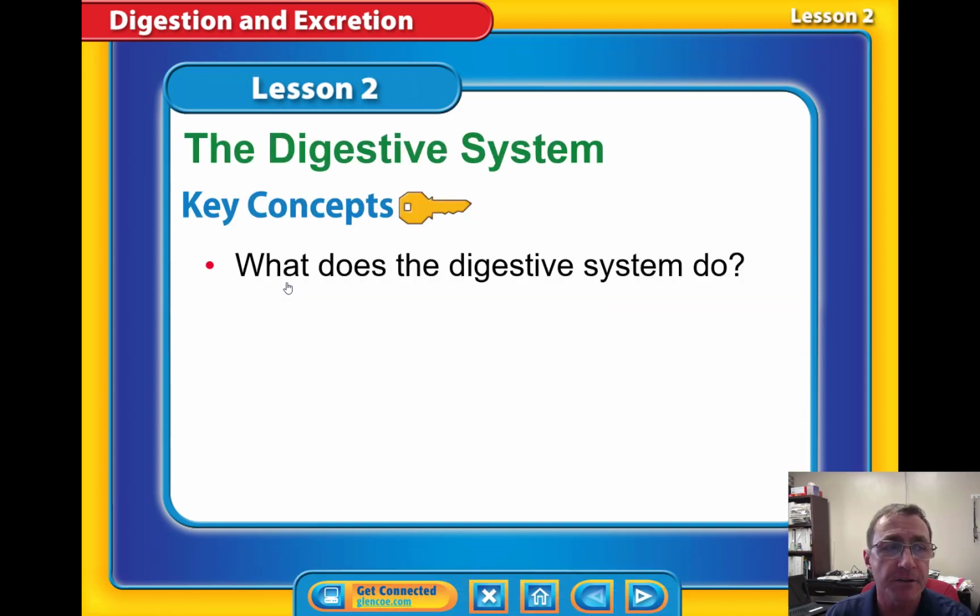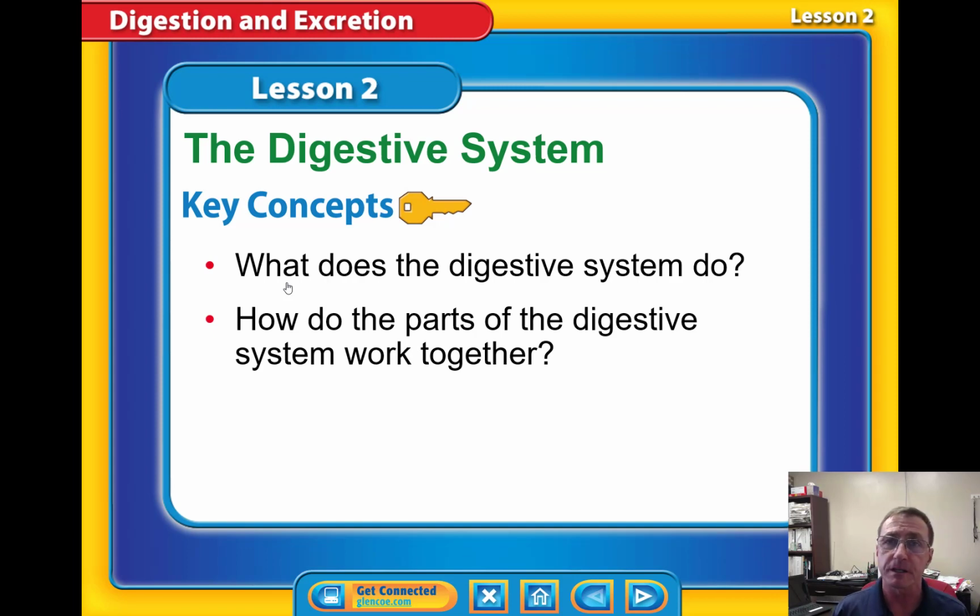All right, here are the key concepts. What does the digestive system do? We're going to go into a little bit of detail. There's a lot more to it than we have time to talk about in this class, but we're going to get the overview of what the digestive system does. How do the parts of the digestive system work together? And more importantly, what are those parts and how do they work together?